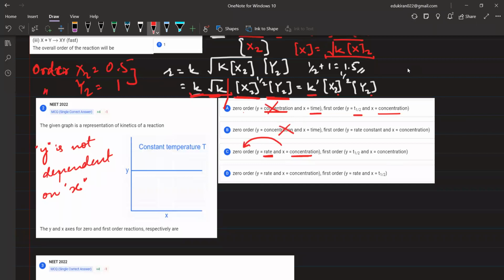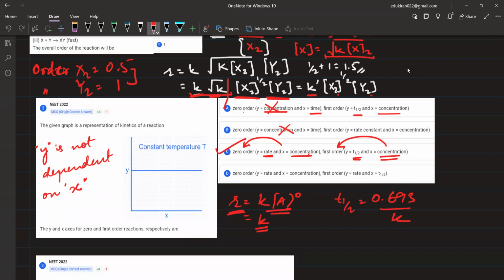Rate is not dependent on concentration for a zero order reaction. That is true because R is equal to K into A to the power of 0. A to the power of 0 का क्या मतलब हुआ? R is equal to just the rate constant. So rate is not dependent on the concentration. Then you have T half is independent of concentration for a first order reaction. That is also true, because for a first order reaction, T half is equal to 0.693 divided by K. Again, you don't have any concentration term. So C is the right option.